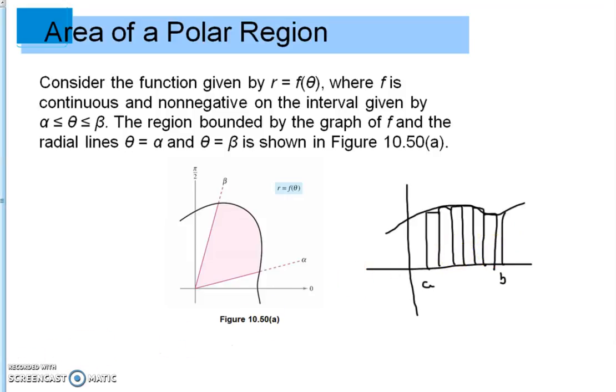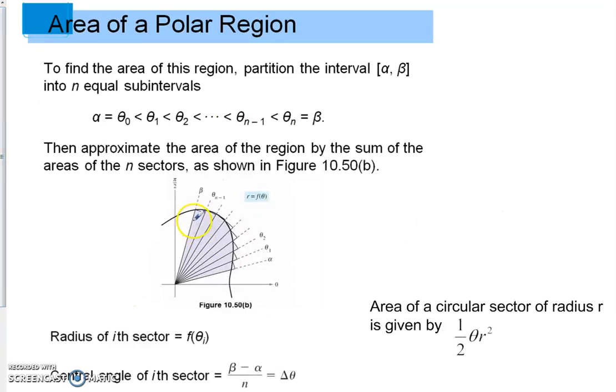Same concept here, except instead of rectangles, we're going to be finding the sectors. We're going to actually add up the area of each of these sectors. Kind of a cool thing. So we first partition from alpha to beta, just like we broke it up with the rectangles, and you see theta 1, theta 2, etc., all the way up to theta sub n, which is beta.